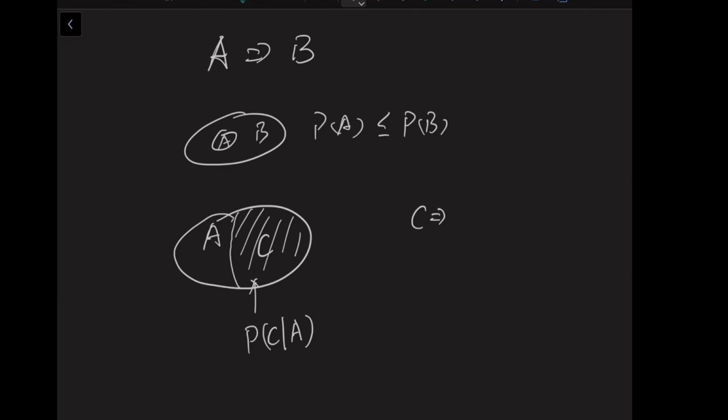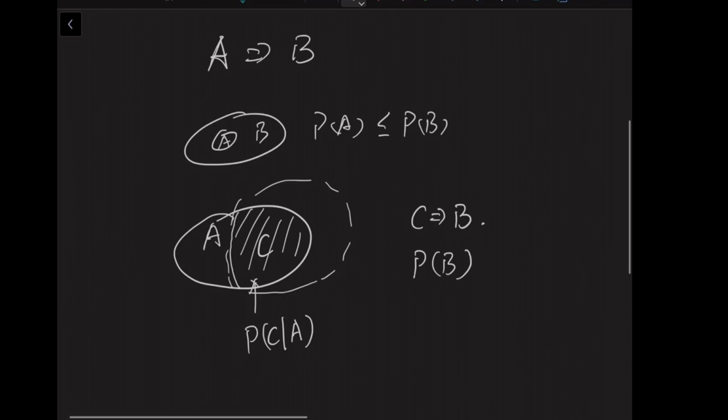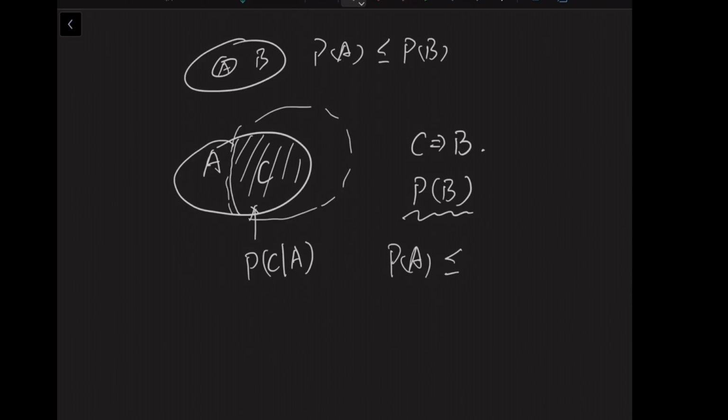And because C implies B, we will have that B includes the area of C. But now, if we want to use the probability of B to bound the probability of A, we need to take into account this portion, P(C|A).